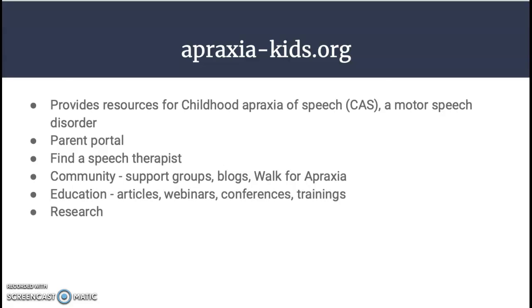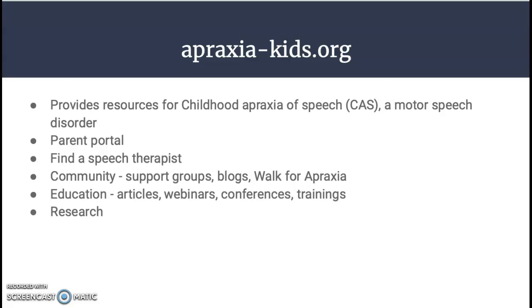This website is for a specific type of speech and language deficit. It's for apraxia. It's apraxiakids.org. It provides resources for childhood apraxia of speech, abbreviated CAS, which is a motor speech disorder. So a speech disorder, not a language disorder.